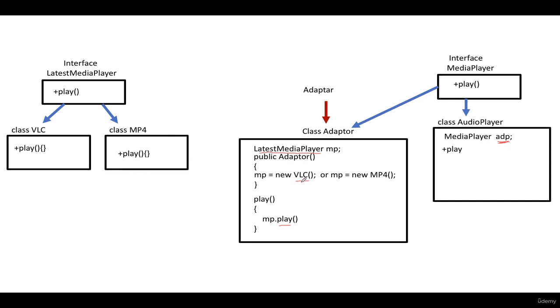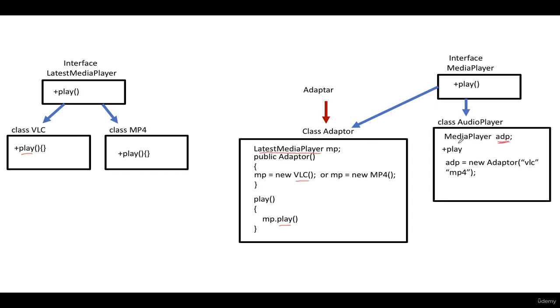If we create the instance of VLC and then call the play method, it will call the play method of the VLC class. If we create the instance of MP4 and call the play method, it will call the play method of this MP4 class. Now in this class we are creating the instance of this adapter class where we are passing VLC or MP4.